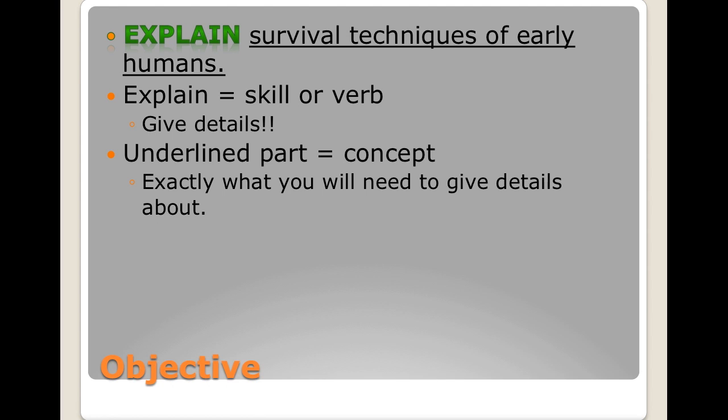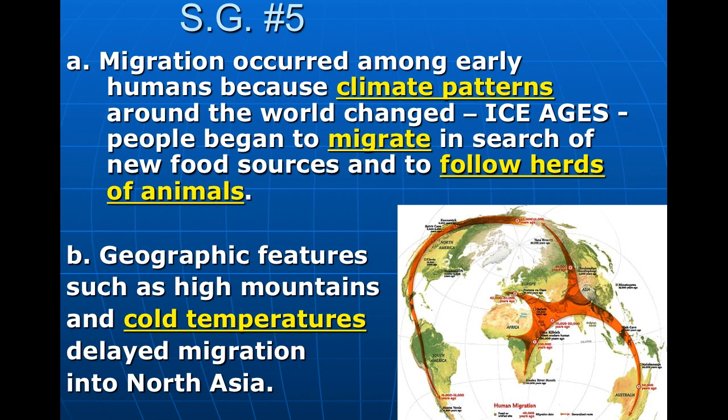So get out your study guide now. It should be part 2. And we will be filling in those blanks and getting your notes ready so you can study them for the test. Number 5. Migration occurred among early humans because climate patterns around the world changed.